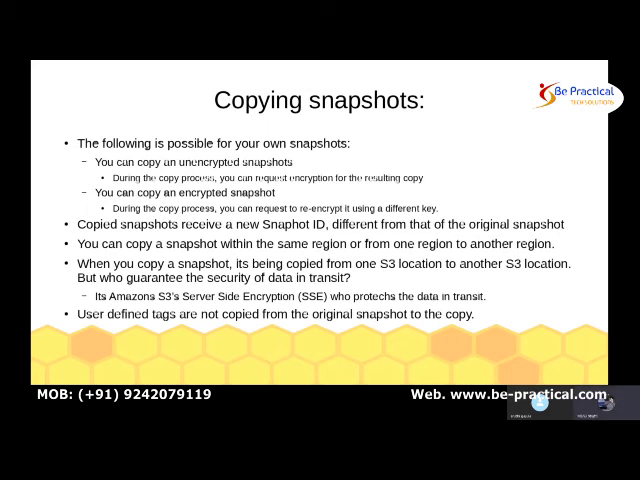So it's Amazon's S3 server-side encryption. We have Amazon SSE, which protects the data in transit. While we create the snapshot, as we know, it is going to be stored in S3. So that snapshot has to be copied to S3, and for copying, first it will be encrypted with the server-side encryption. And you should be aware that it is stored in S3.